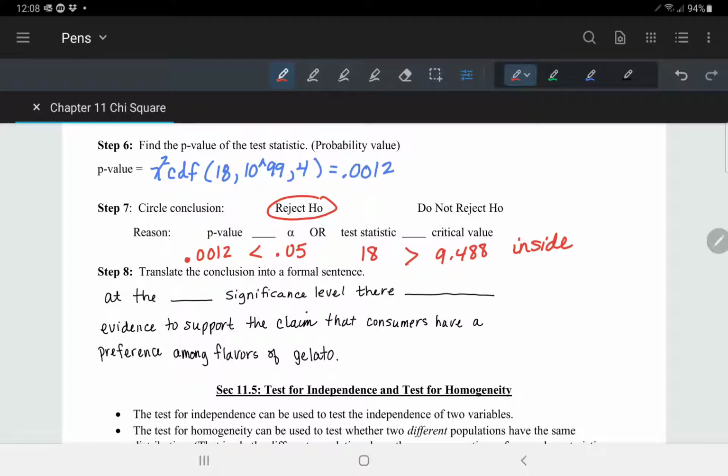And after that, we can just translate the conclusion into our formal sentence. So at the 5% significance level, there is sufficient evidence to support the claim that the consumers have a preference among flavors of gelato.